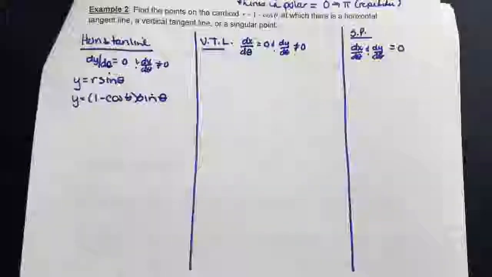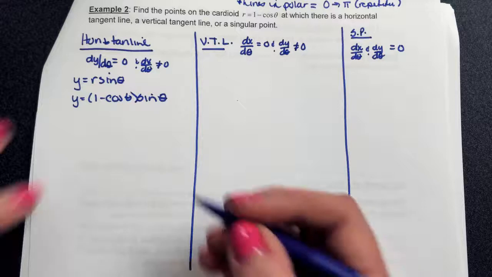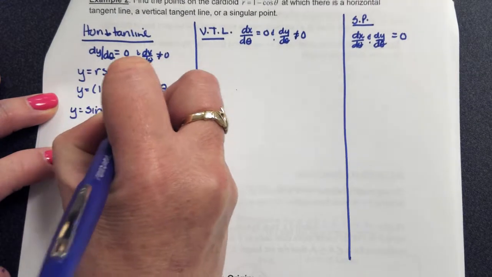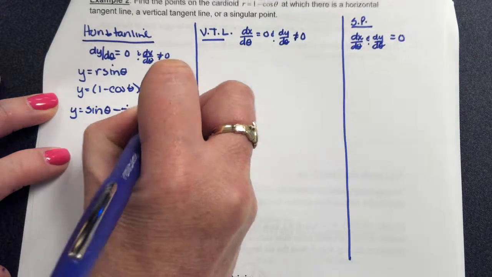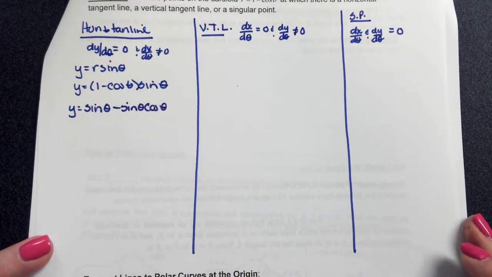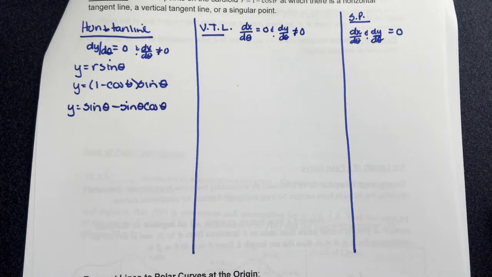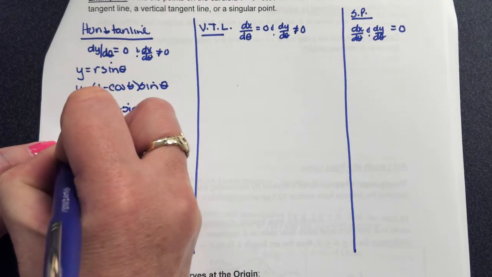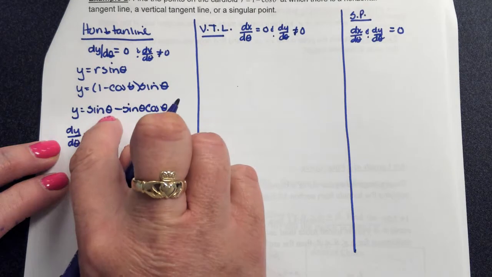So when I distribute, I end up with y is equal to sine theta minus sine theta cosine theta. So now I want to differentiate it. When I take the derivative, here's my dy d theta. Well, the derivative of sine theta is going to be what?